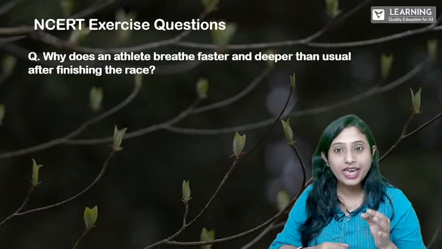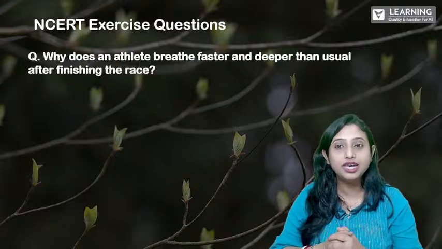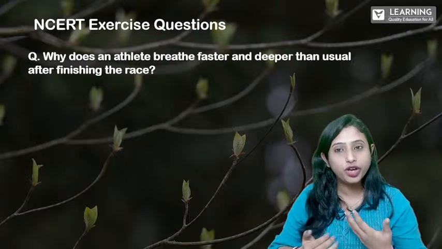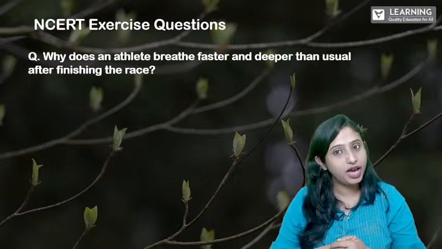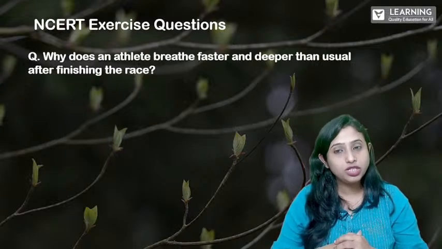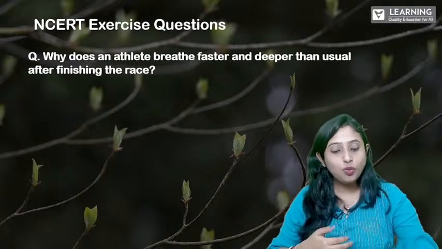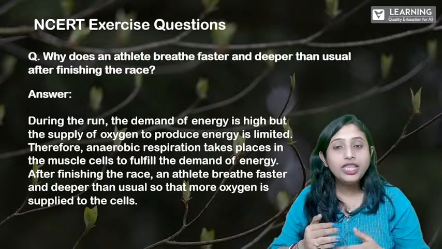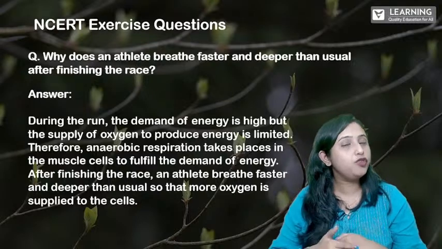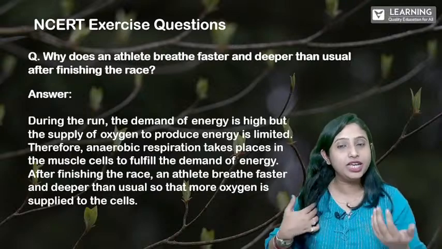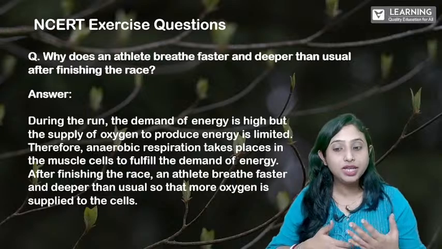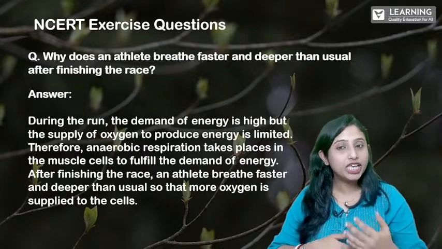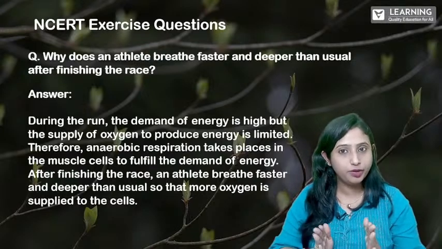As said, in our case also, the muscle cells respire under aerobic conditions. But during heavy exercise, when we are running or walking very fast, our muscles have the capacity to respire anaerobically. Anaerobic means without oxygen, in the absence of oxygen. Clear? So what is the answer? During the run, the demand for energy will be very, very high. But the supply of oxygen to produce that energy will be very limited. Therefore, anaerobic respiration takes place in the muscle cells to fulfill the demand for energy.